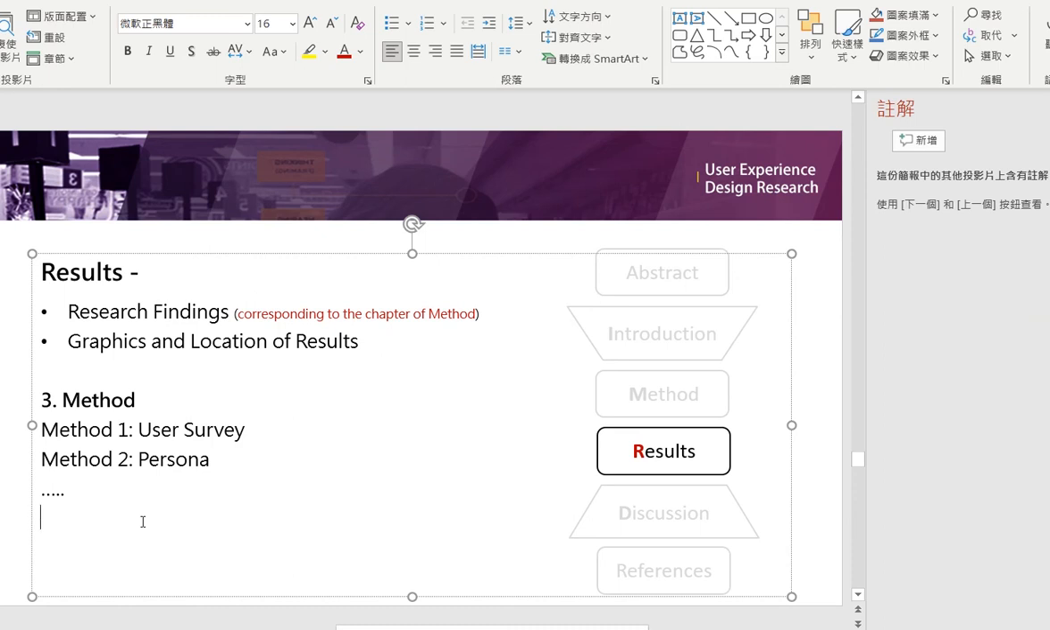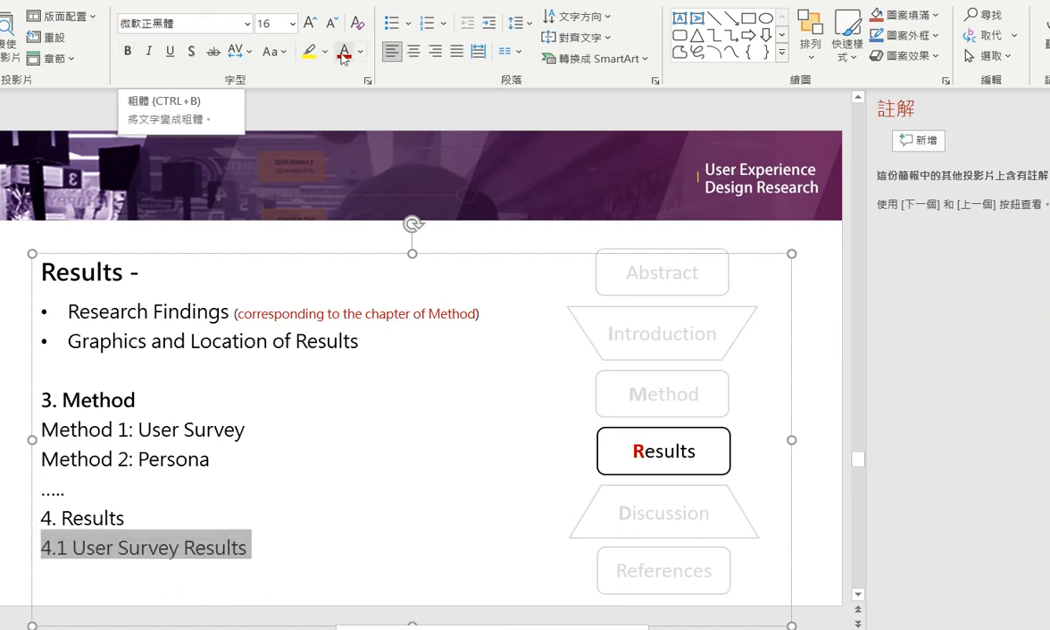And when we write in chapter 4 about our results, you have to connect with your method. So 4.1, we will always type like this: user survey result. Yeah, like this. So this subchapter and that subchapter will have a connection. So in this chapter we have to write about how to do it.